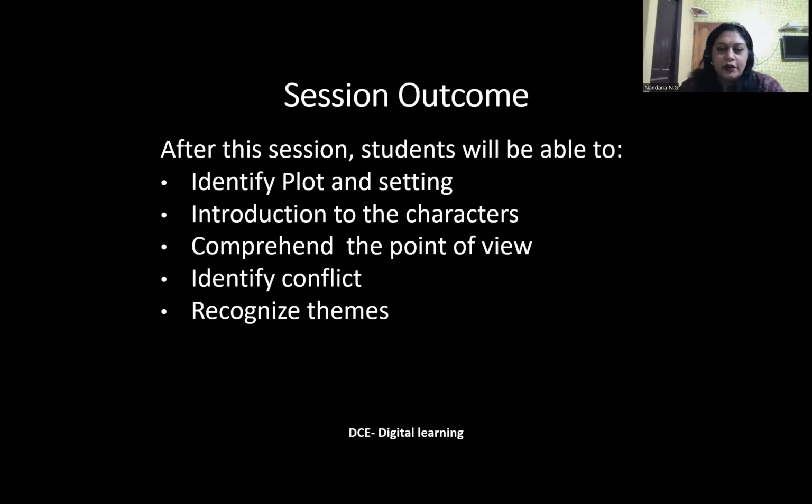The student will be introduced to the characters and also comprehend the point of view through which the novel has been narrated. They will be able to identify the conflict in the novel, not only one, multiple conflicts that are apparent in the novel. The student will also be in a position to recognize the themes that are prevalent in the novel.